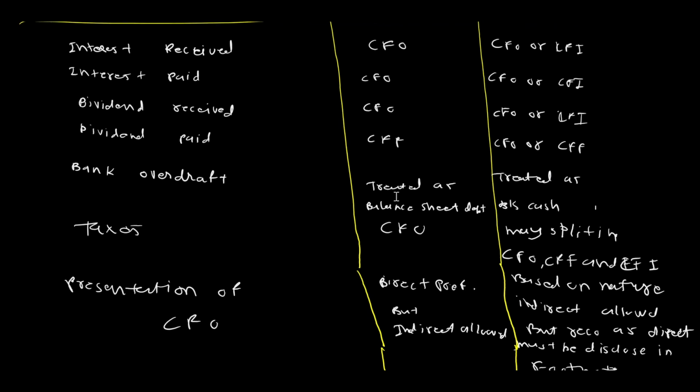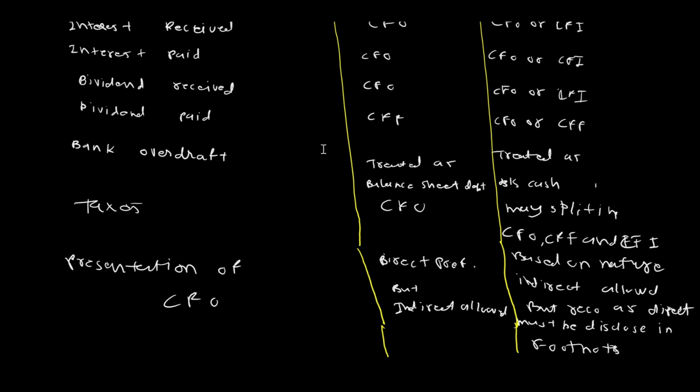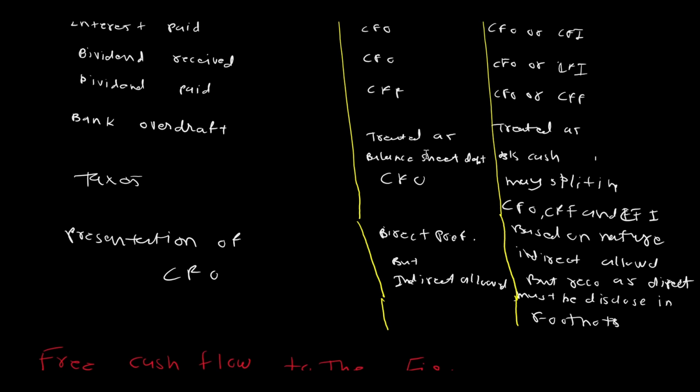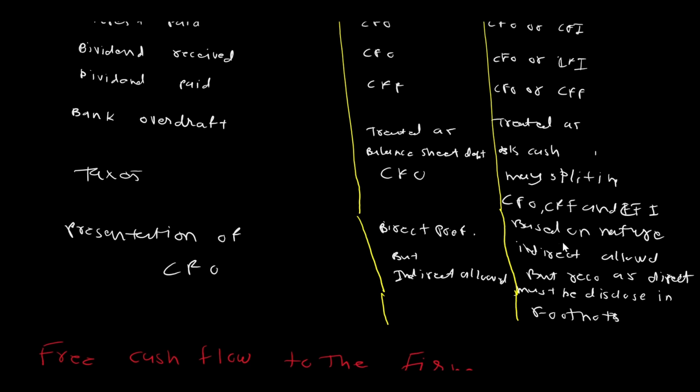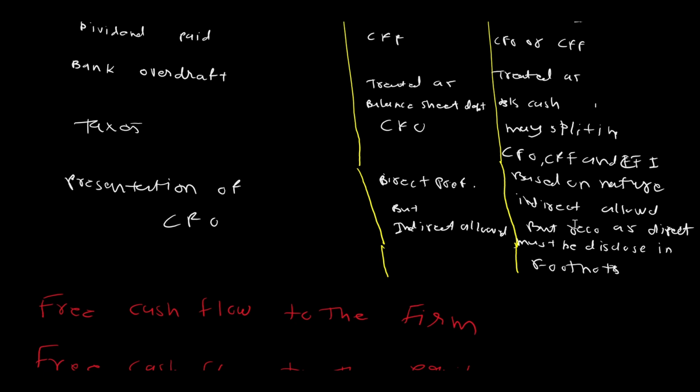Bank overdraft is treated as balance sheet debt under US GAAP, and as balance sheet cash under IFRS. Taxes are in the CFO, though under IFRS they may be split into CFO, CFF, or CFI based on the nature. Presentation of the CFO: direct is preferred, but indirect is allowed. And in IFRS, indirect is allowed, but the direct method must be disclosed in the footnote.